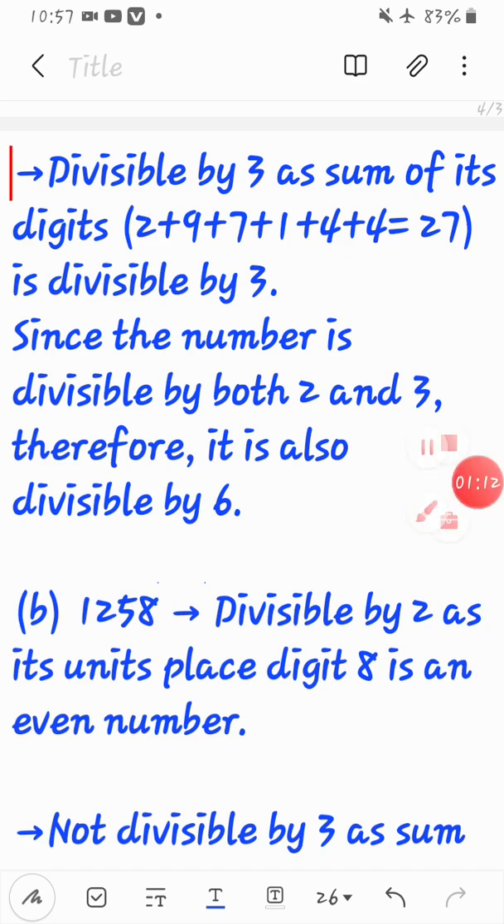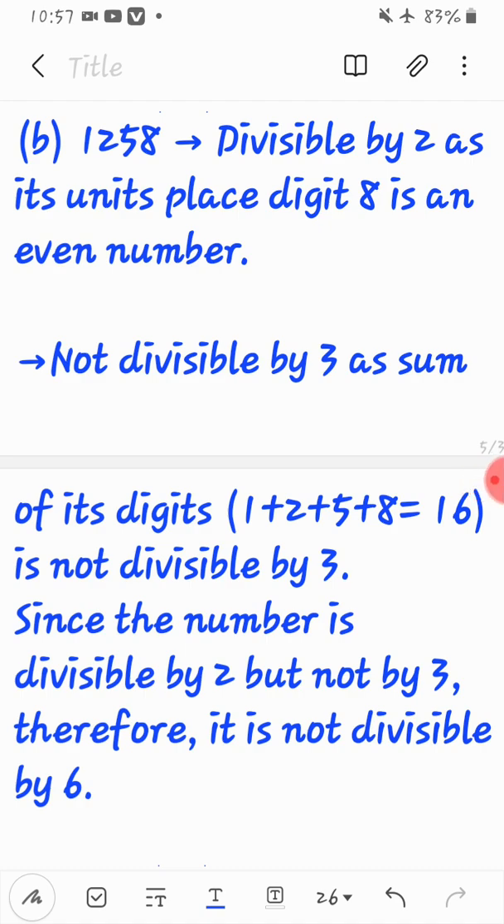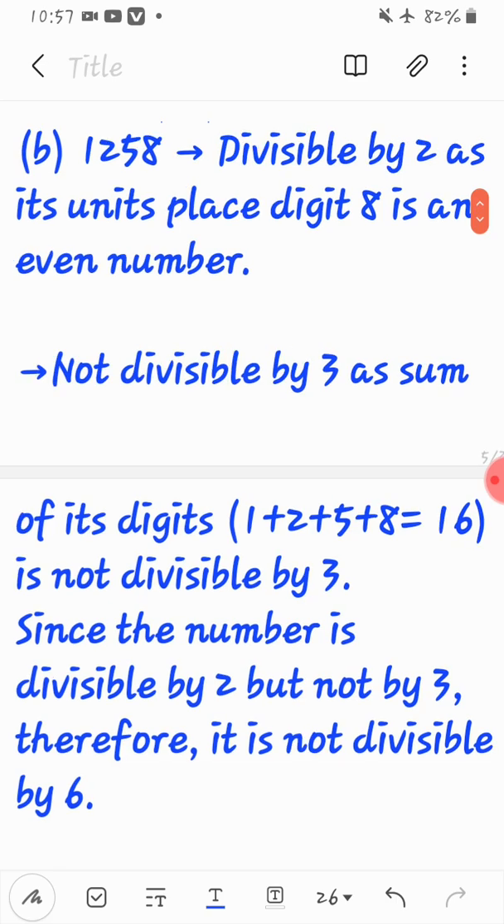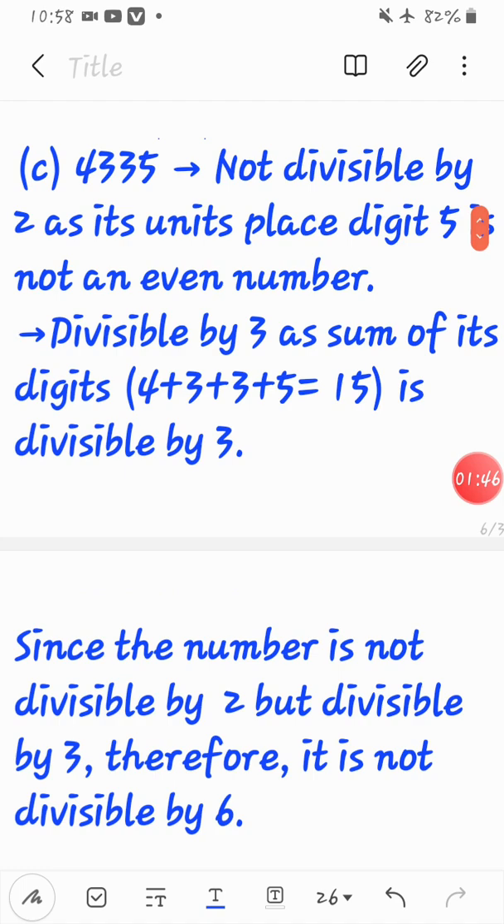Let's move to B now. Here 1258 is given. Since the last digit is 8, the digit in the unit place is an even number, so obviously it is divisible by 2. But the sum, 1 plus 2 plus 5 plus 8, is 16, which is not divisible by 3. So it satisfies the divisibility rule of 2 but not of 3. Since the number is divisible by 2 but not by 3, it is not divisible by 6. You got the difference?